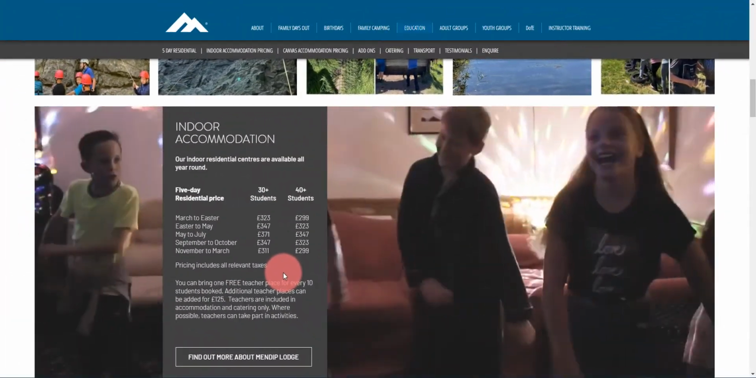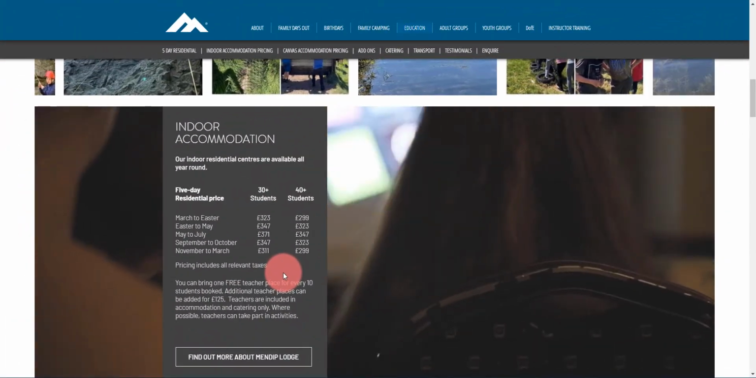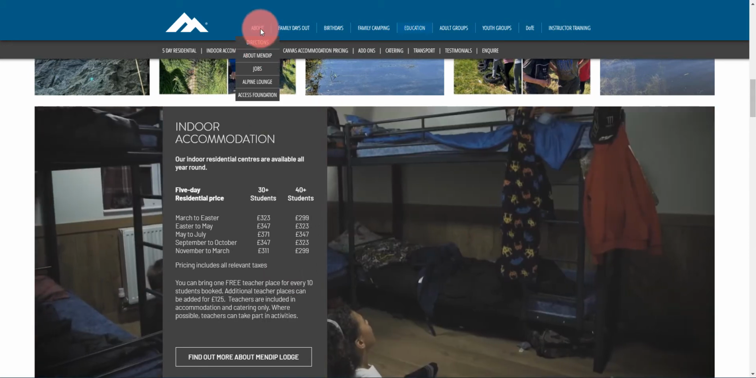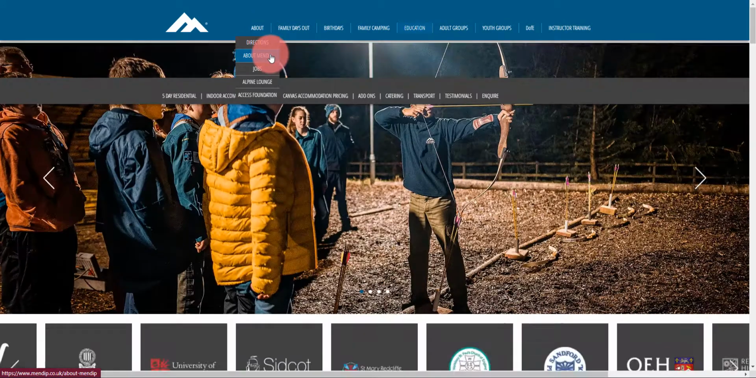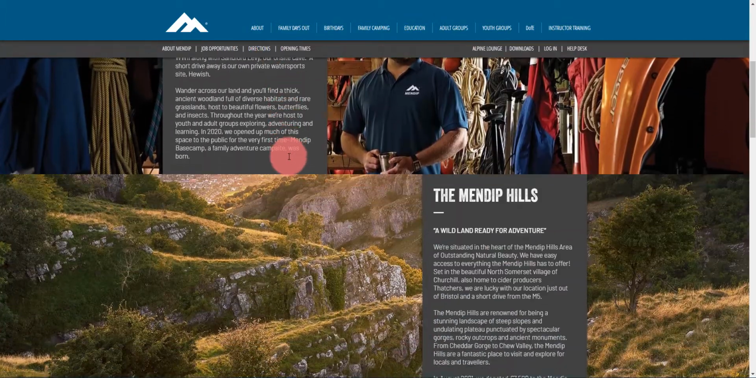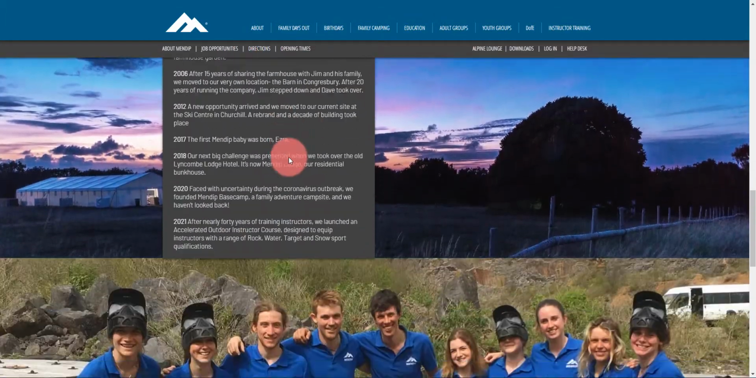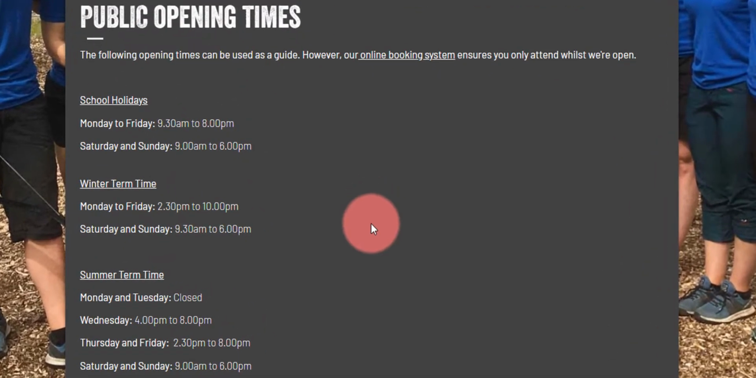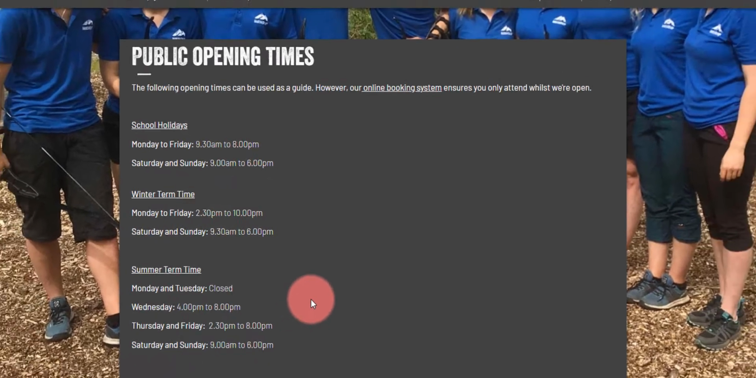And then the next question asks, what are the opening hours or the hours of operation? And again, I think it's good to go to About. That's where you're going to get most of this information. So About Mendip again. And if we scroll down, we will find that towards the bottom there, you've got your opening times, public opening times, and that's useful to know. So what sort of times from the morning to the evening, Monday to Fridays, during school holidays, and how they differ, winter time, summertime, and that might be useful for us to know.